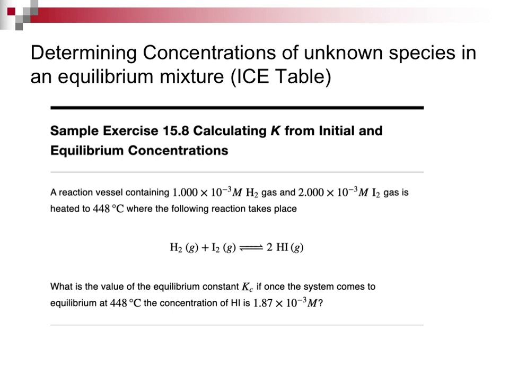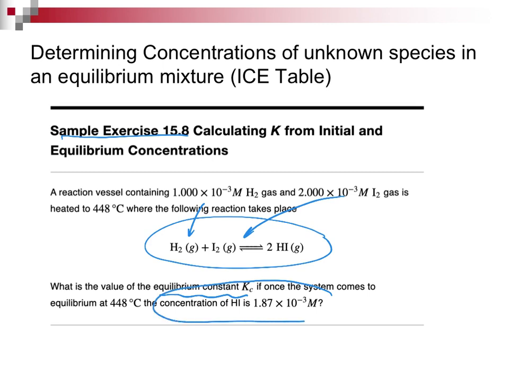Finally, this I've practiced over and over. This is like the 6th take of this YouTube video. This is where you're going to start to use variables. And not really variables, but we're going to think through this one because variables come next. This is sample exercise 15.8, where you are given an equation. You are told there is this amount of hydrogen gas, this amount of iodine gas. You're trying to find the equilibrium constant K, and they're telling you the concentration of HI at equilibrium is 1.87 times 10 to the minus 3.